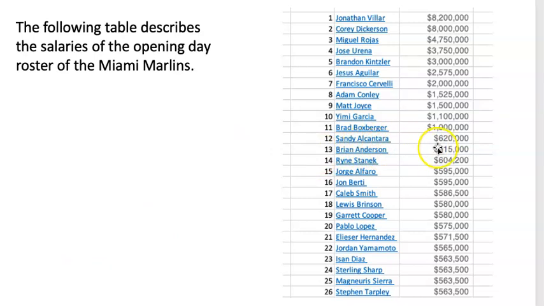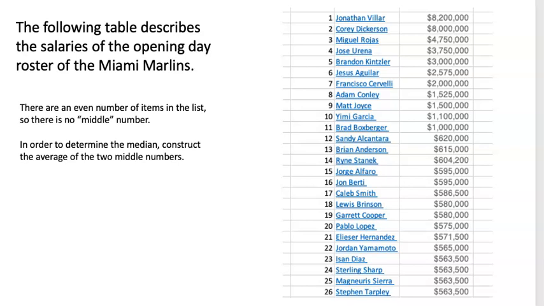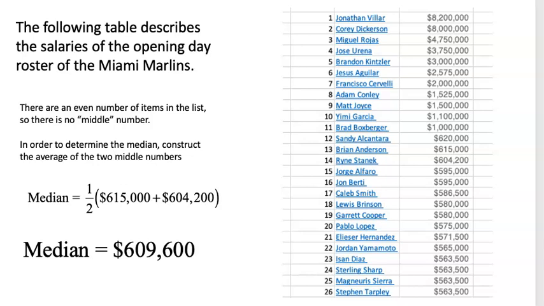The 13th number is 615,000. The 14th number is 604,200. Or switch them if you want to think lowest to highest. So indeed, in order, no middle number. The two middle numbers indeed are again 615,000, 604,200. So we take the average of those first. The two middle numbers, take their average, add them together, divide by 2, and we get a median score of 609,600. So the median is the number that is in the middle. If it's an odd number of items, it's easy to find. If it's an even number, you've got to take the average of the two numbers that bracket the middle.